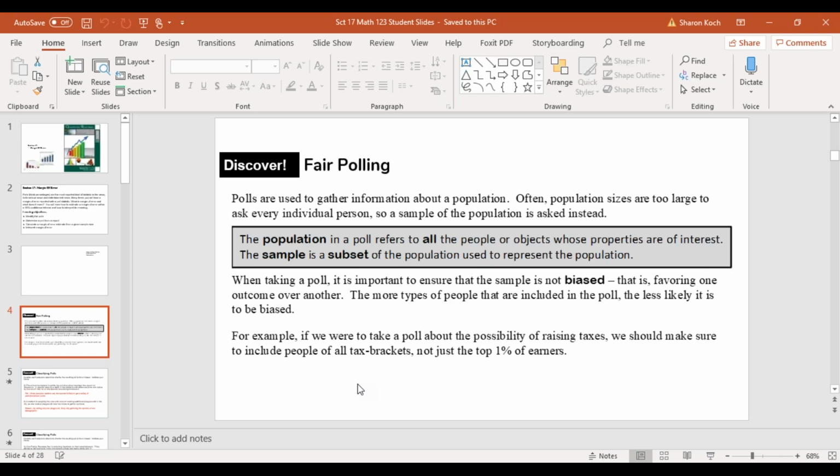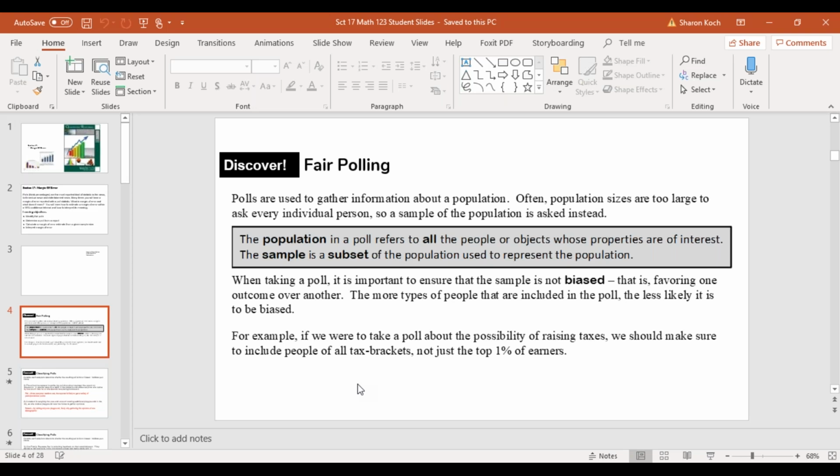Now, population, when we're taking a poll or we're gathering data, refers to all the people or all the objects that we are collecting information on. Okay, so the population is the big group. The sample is a subset of the population. The sample is a size. Okay, so think about it. The word sample starts with the letter S. Size starts with the letter S.